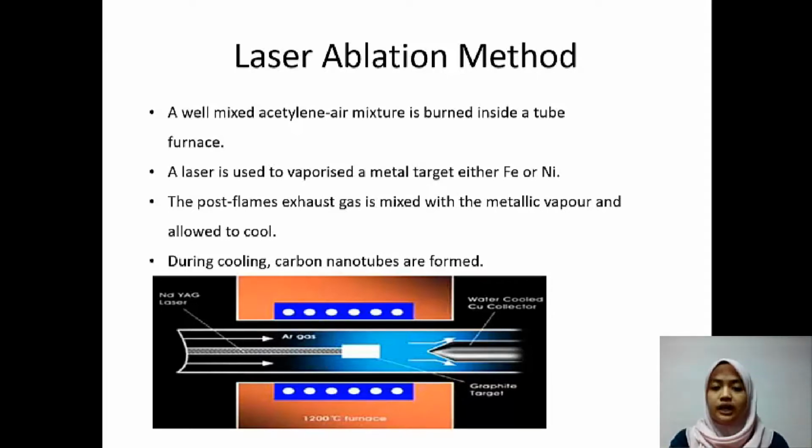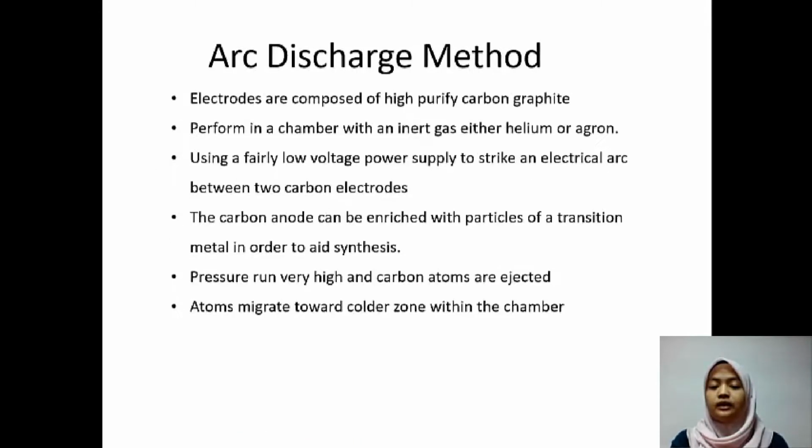A well-mixed acetylene air mixture is burned inside a tube furnace. A laser is used to vaporize a metal target, either iron or nickel. The post-flame exhaust gas is mixed with the metallic vapor and allowed to cool. During cooling, carbon nanotubes are formed.